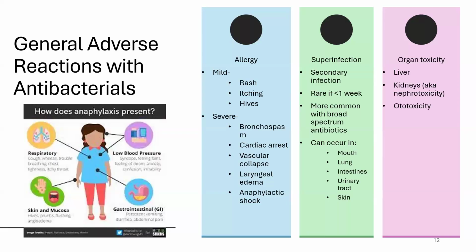So first of all, we have some general adverse reactions that we see with antibacterial medications. We have allergies, which can be mild or severe, and I have some differences listed there. We have superinfections. I mentioned this before, that these are secondary infections that can occur in different areas, including C. diff that develops in the intestines, but you can also have some in the mouth or lung or urinary tract as well as the skin. And then we have organ toxicity, which can occur to the liver or kidneys, or ototoxicity. So we monitor for all of these things depending on which antibiotic is used.